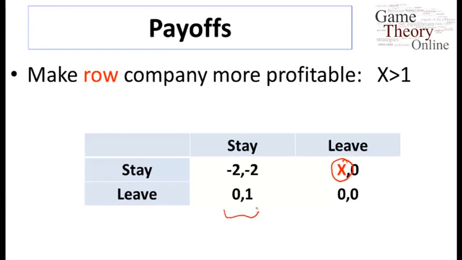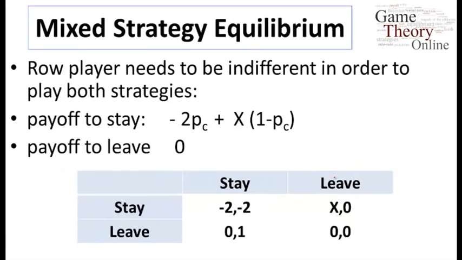There's still one equilibrium where the row player stays and the column player leaves, and correspondingly one where the row player leaves and the column player stays. So we have the two pure strategy equilibria. Those are still equilibria. But let's look at what happens to the mixed strategy equilibrium. In order to have a mixed strategy equilibrium, again, each player has to be indifferent between playing the two different strategies that they're mixing over.